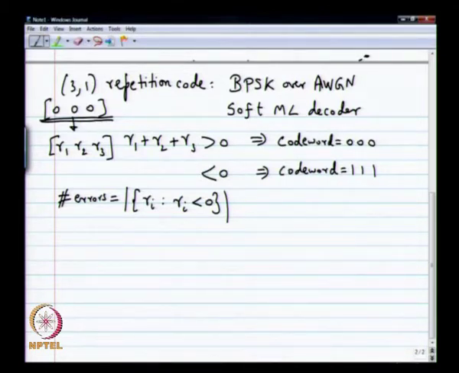There are R1, R2, R3 for which it will make an error. Do you see that or not? Suppose R1 is 0.1, R2 is 0.1, R3 is minus 1.1. Okay. Technically there is only one error, but your soft ML decoder is going to wrongly decode to 111.